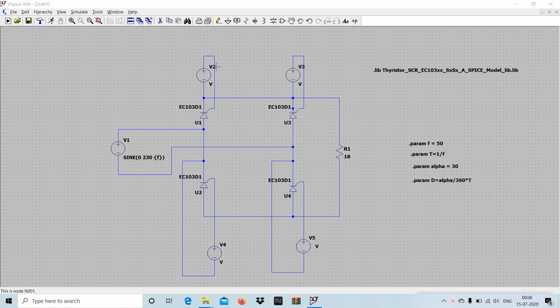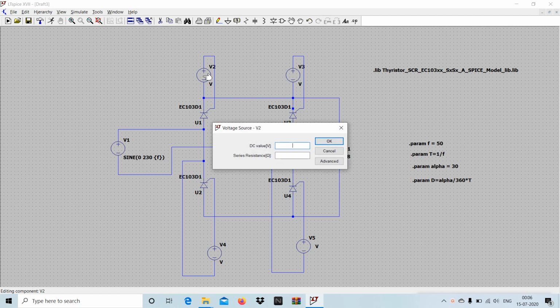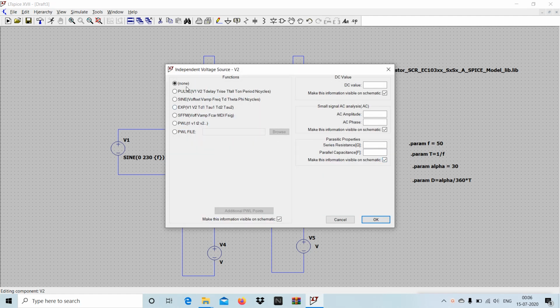So now I'm going to set the pulse for the thyristor. I'm selecting this pulse, then I'm giving 0. So the total maximum pulse voltage is 5 volts. D is delay. We have already defined the delay over here.